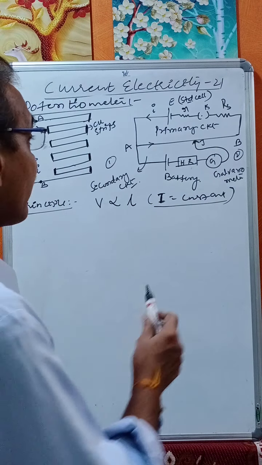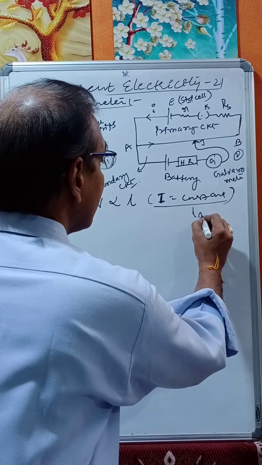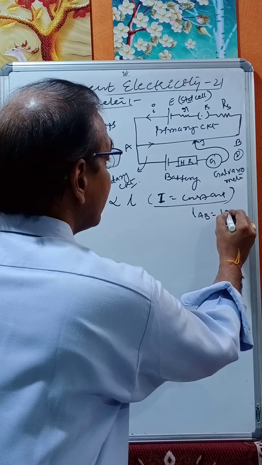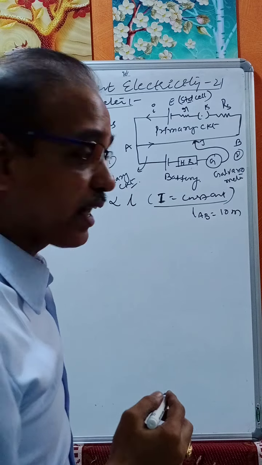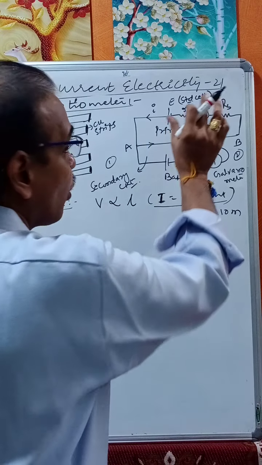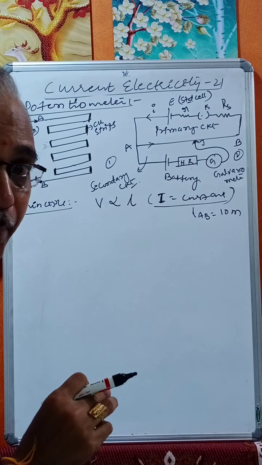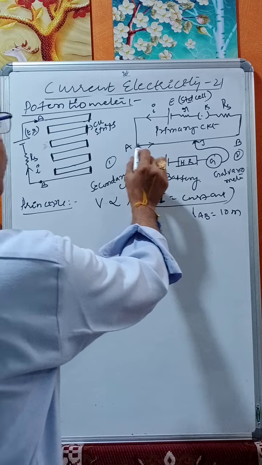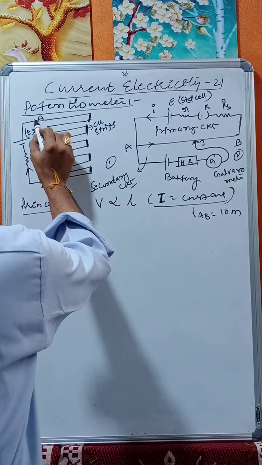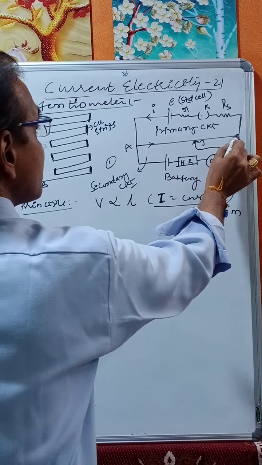Now what is the length of the wire? AB, that is L_AB, is equal to 10 meters. This is a 10 meter wire made up of nichrome. Now how are these 10 meters connected? So this is A, this is B.